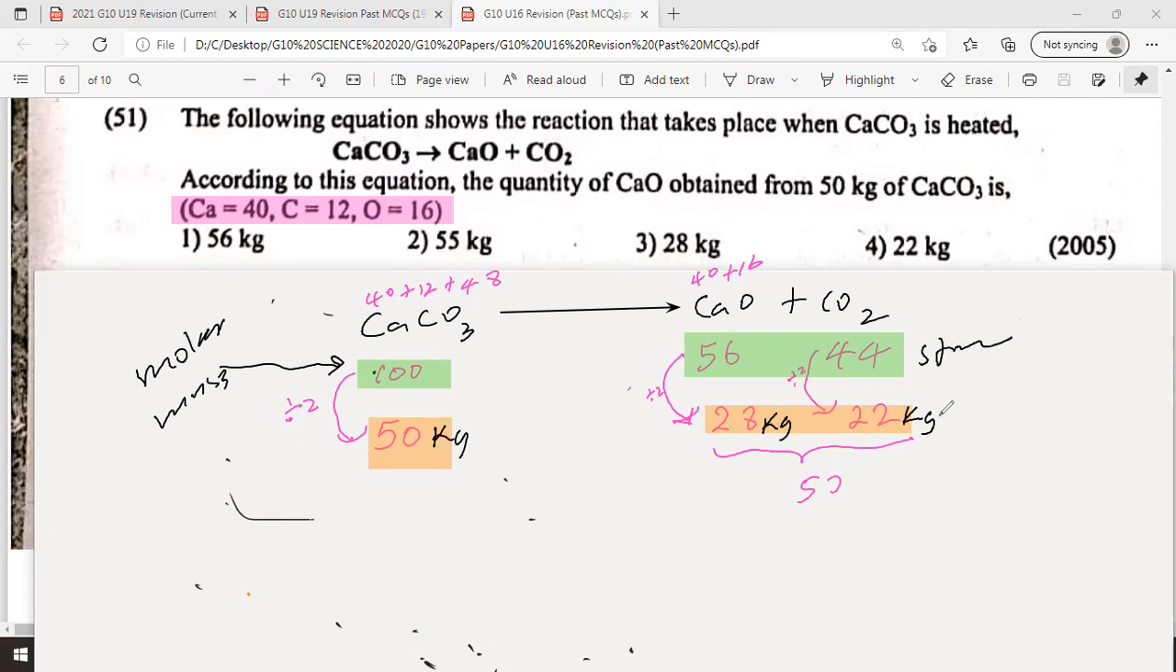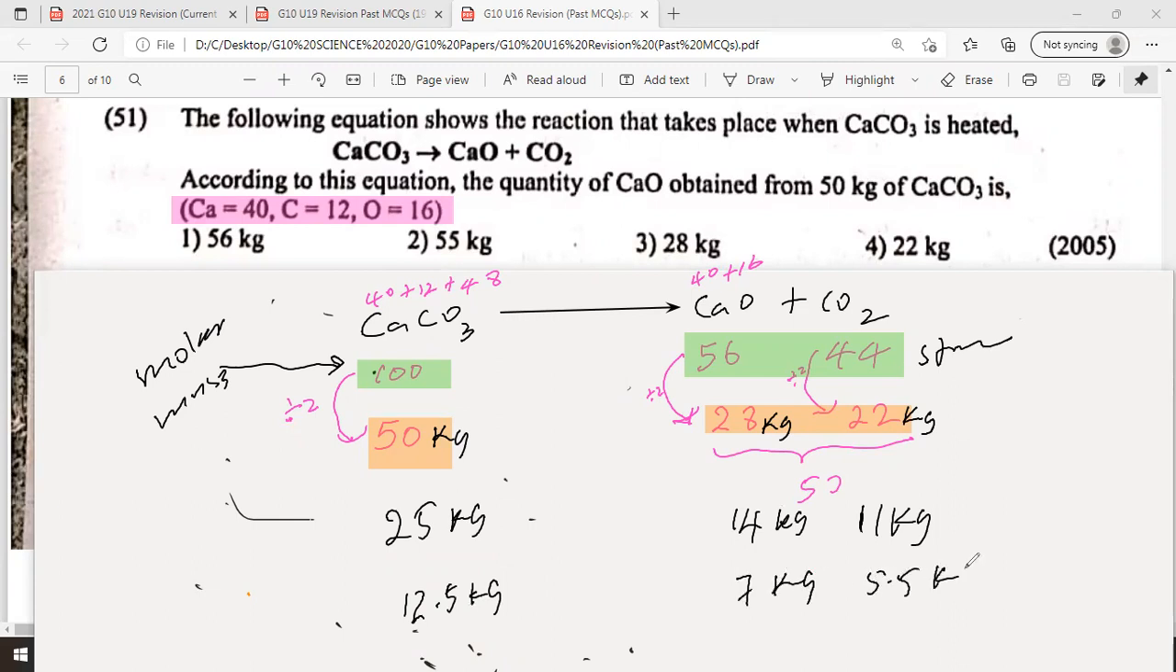But this one, if you use 25 kilograms here, what will happen? This becomes half again. This will be 14 kilograms, and this will be 11 kilograms, or it can even be grams, the same ratio. I think you understood, right? 14 kilograms, then 14 plus 11, again you get 25. If you make this 12.5 kilograms, then what happens? This will be 7 kilograms, and this will be 5.5 kilograms.